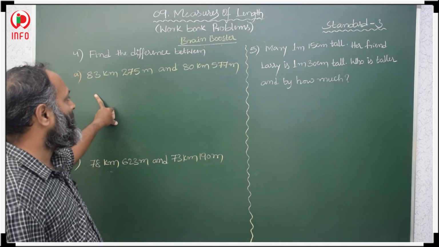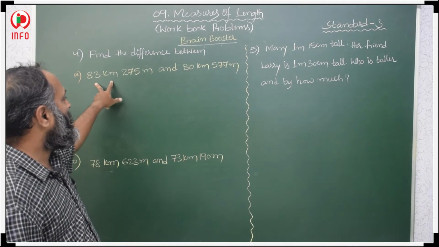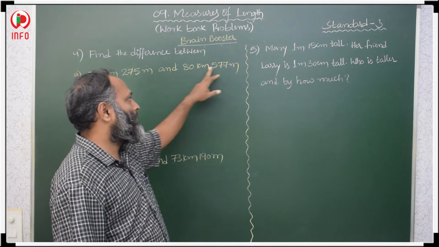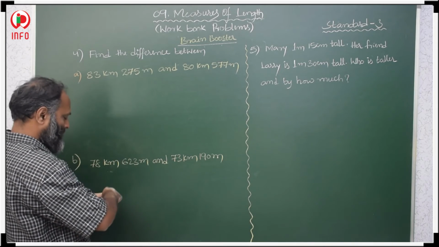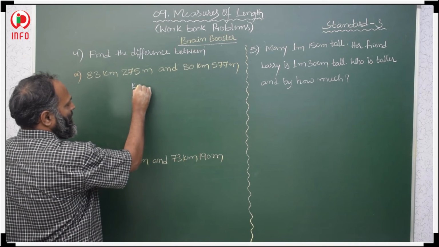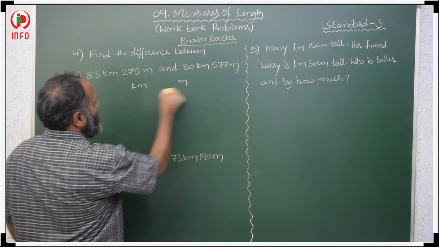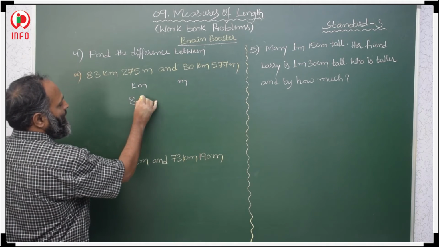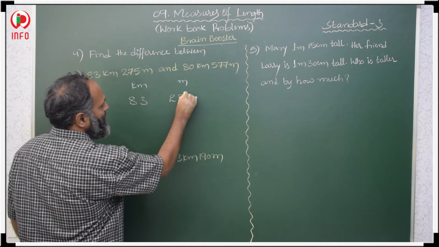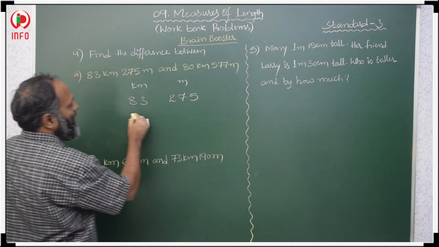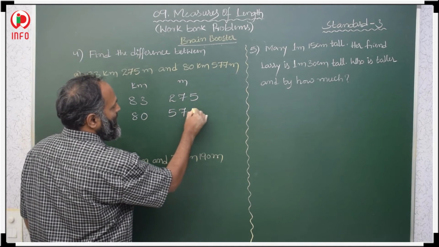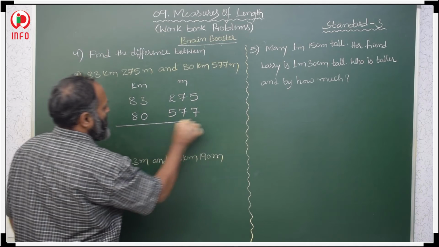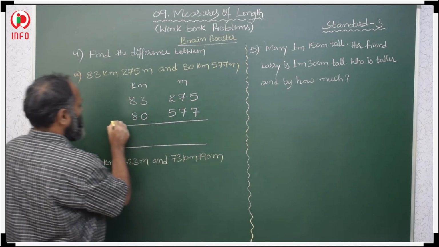Next question, find the difference. 83 kilometers 275 meters and 80 kilometers 577 meters. Kilometers and meters difference we have to find. First kilometers and then meters. 83 kilometers 275 meters and 80 kilometers 577 meters. So, difference we have to find.